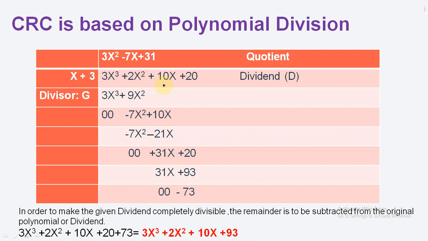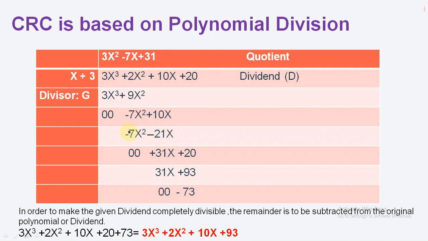3x cube plus 2x square plus 10x plus 20, and we will divide this. In order to generate this particular term, we need to multiply by 3x square. So 3x square into x, 3x cube, 3x square into 3, 9x square. Then we will subtract this, just like an ordinary division. So 2x square minus 9x square is equal to minus 7x square, plus 10x will remain as it is. Now this is to be generated. Therefore, we need to multiply this divisor by minus 7x. So minus 7x into x, minus 7x square, minus 7x into 3, minus 21x.